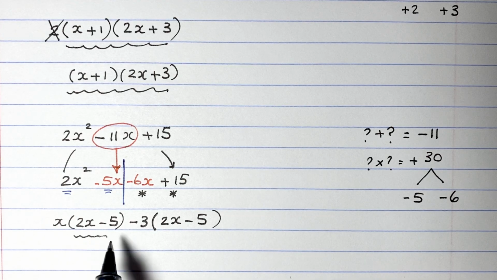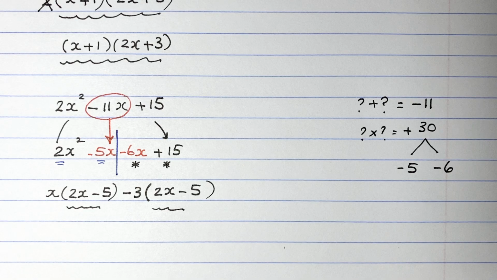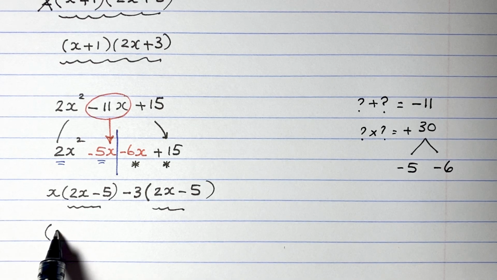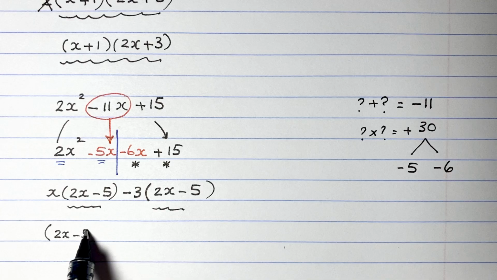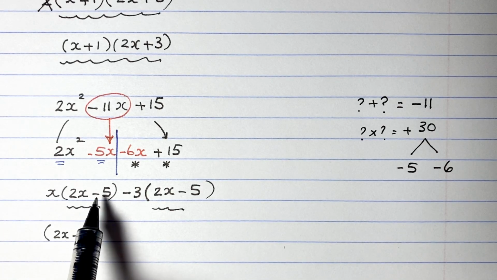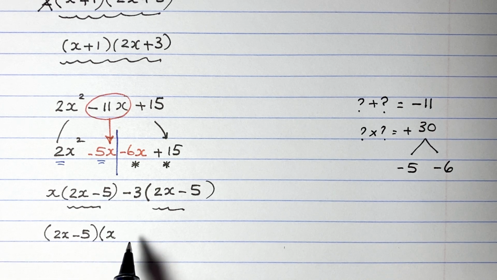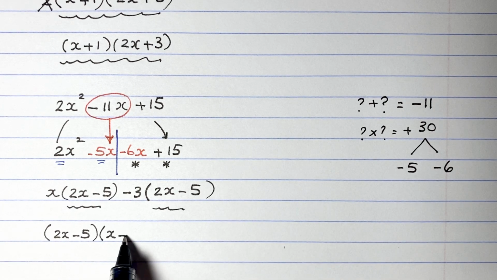Now I'm going to factorize the common bracket. The common bracket is 2x minus 5. Divide the first term by 2x minus 5. 2x minus 5 disappears, cancels actually, and here cancels to give me minus 3.